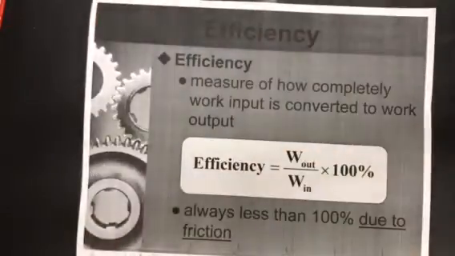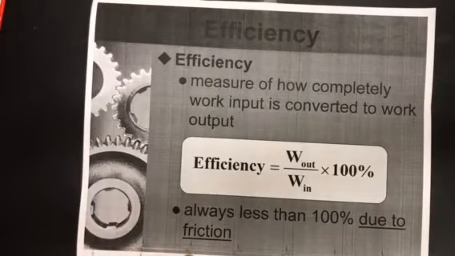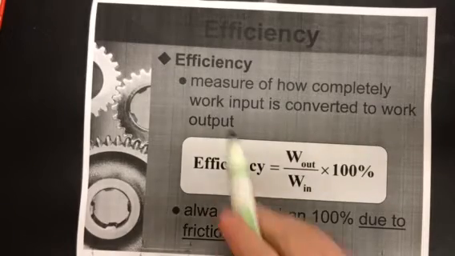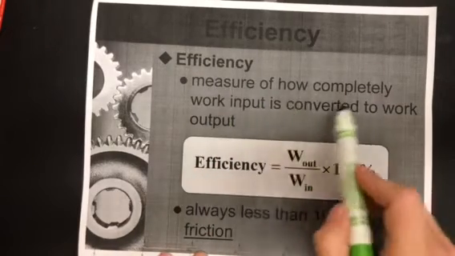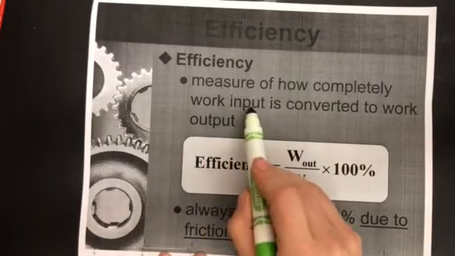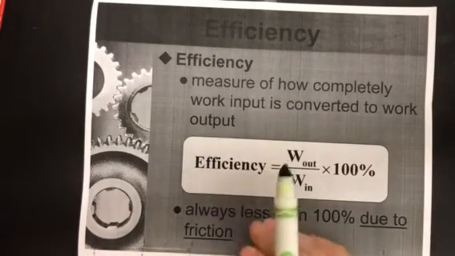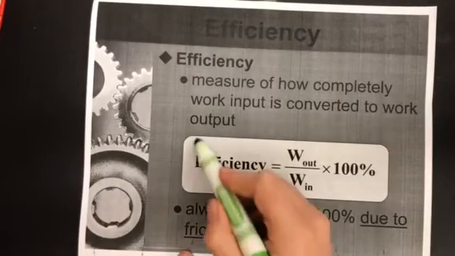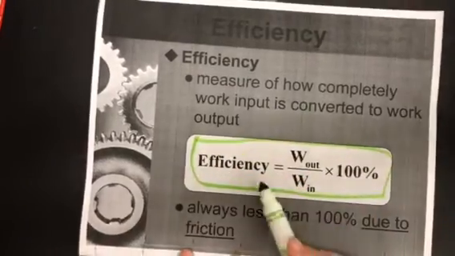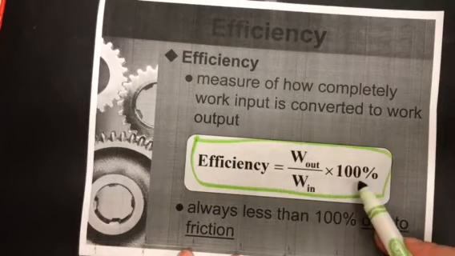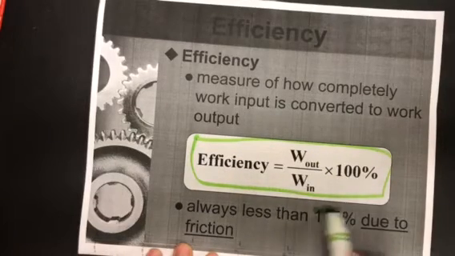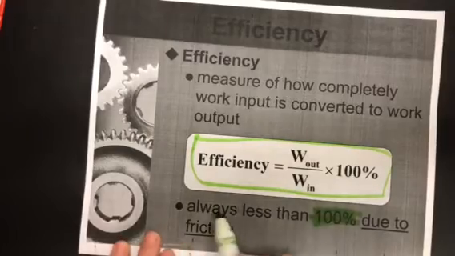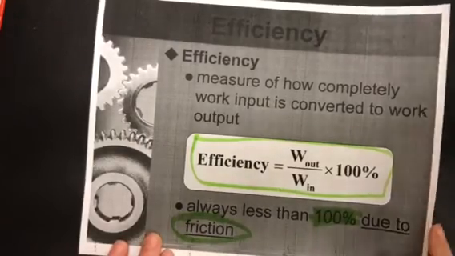Okay? All right, one more formula: efficiency. If I say you're efficient, that means you're working well. So the higher the efficiency, the better the machine. Efficiency is a measure of how completely work input is converted into work output. So how much of the work you're putting in is coming out of the machine itself. The formula for this is efficiency equals work out over work in times 100. Your number will always be less than 100% because of friction.